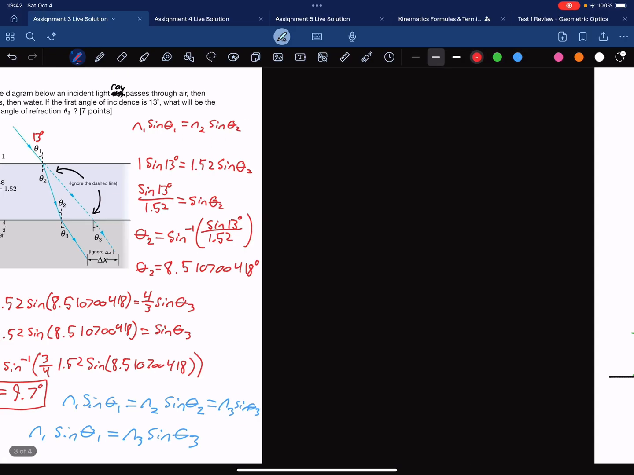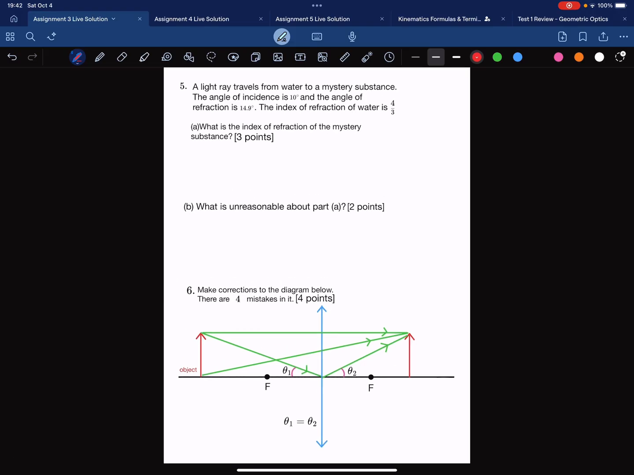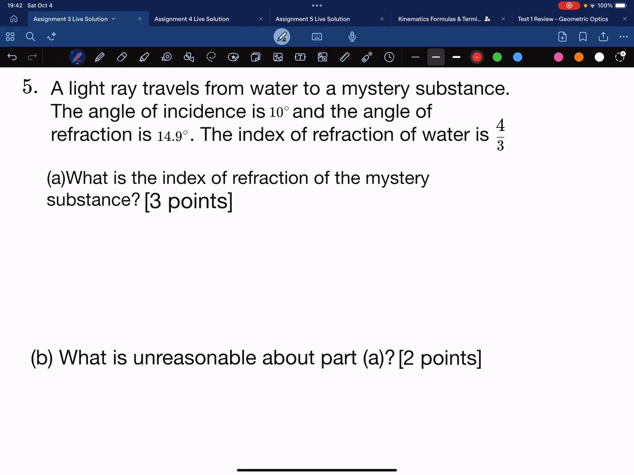So, question 5. A light ray travels from water to a mystery substance. The angle of incidence is 10 degrees, and the angle of refraction is 14.9 degrees. The index of refraction of water is 4 over 3. And I ask you for the index of refraction of the mystery substance. So again, this is a Snell's law question. So we're going to start with the index of refraction of water times the sine of our angle of incidence of 10 degrees. And the index of refraction, here's what we're looking for. So I will leave that as n times sine of 14.9 degrees.